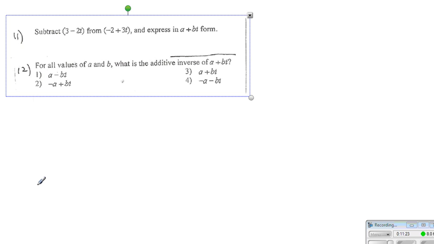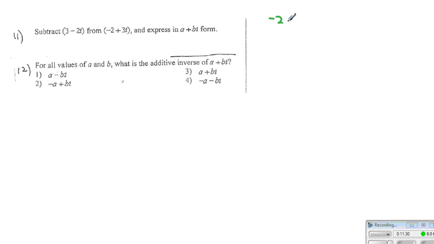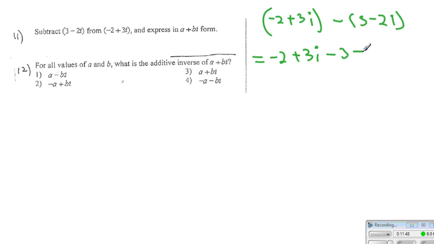Number 11. Subtract this one from here. That means what we're actually looking for is negative 2 plus 3i and subtract 3 minus 2i. Then what do we end up getting, guys? Negative 2 plus 3i minus 3 plus 2i.